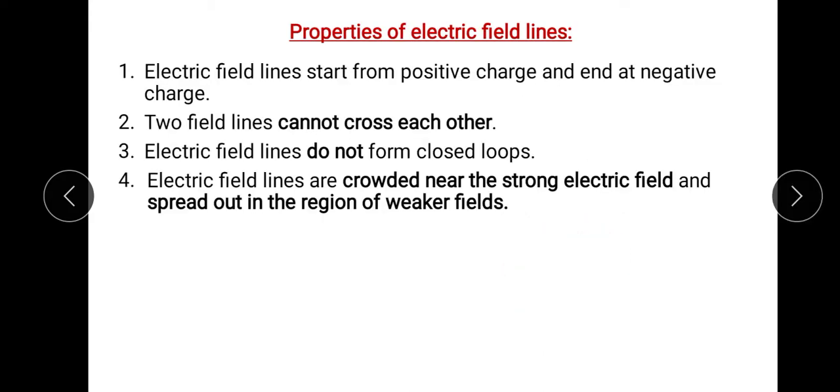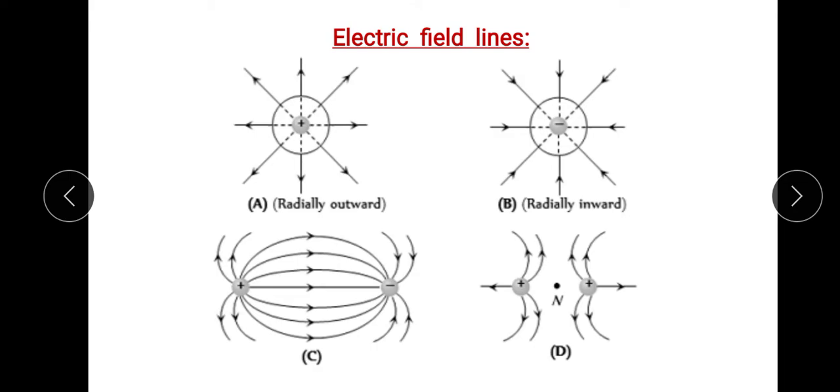The next thing is properties of electric field lines. And this is also an important topic. You may get a question on this topic, like, write the properties of electric field lines. Now, the first property is electric field lines start from a positive charge and end at a negative charge. You can observe in the diagram itself. This is a positive charge and this is a negative charge. So the electric field line is starting from a positive charge and ending on a negative charge.